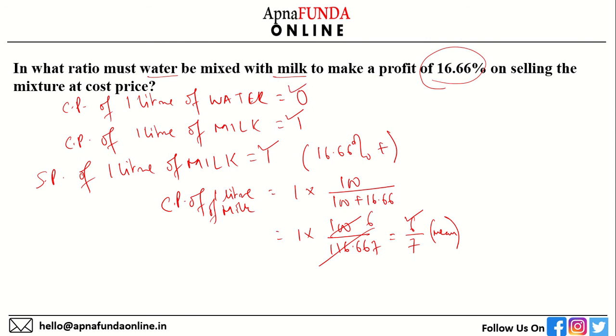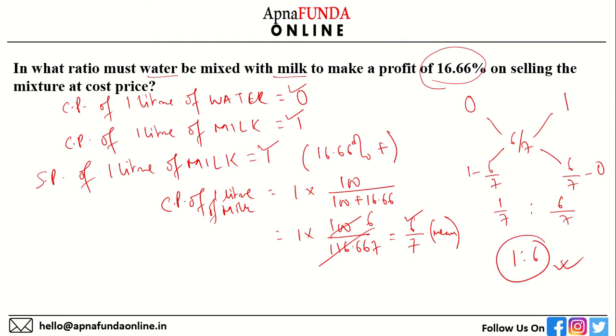So now it becomes very easy to solve. So we have water as 0. We have milk as 1. Our mean price is 6 by 7. So this will be 1 minus 6 by 7, and this will be 6 by 7 minus 0. So very simply this will be 1 by 7 is to 6 by 7. So the desired ratio is 1 is to 6.